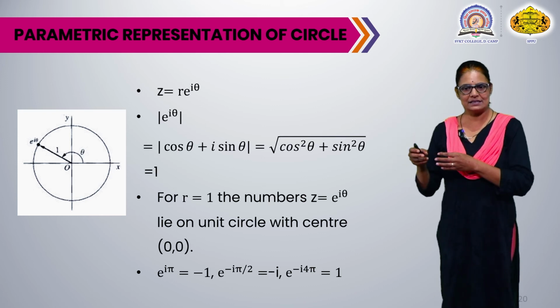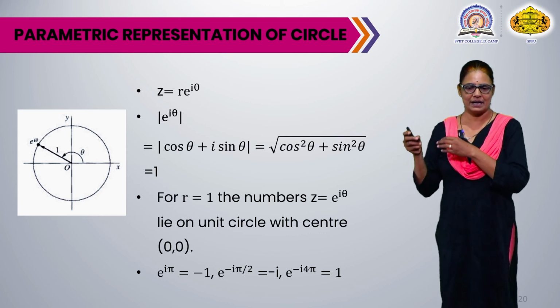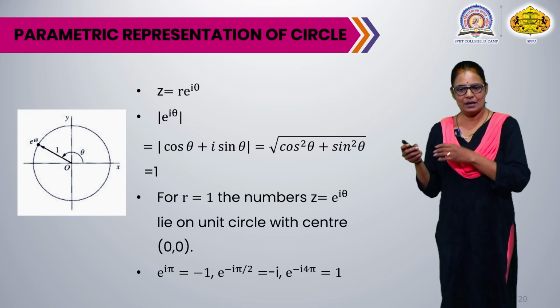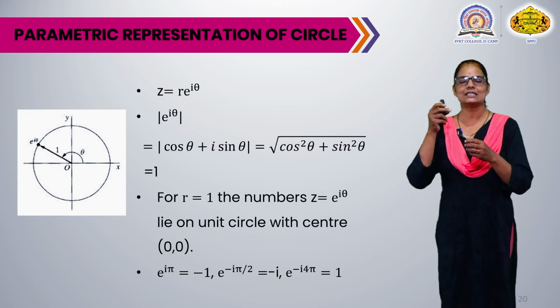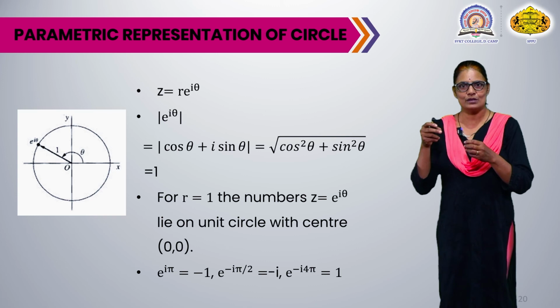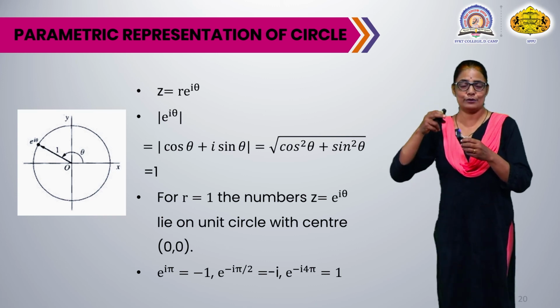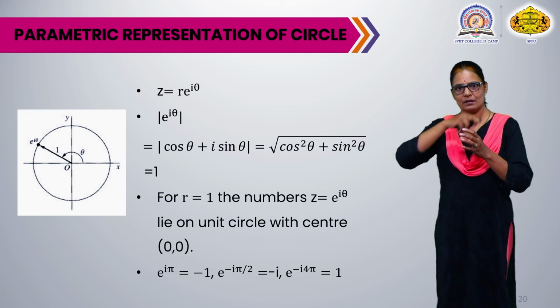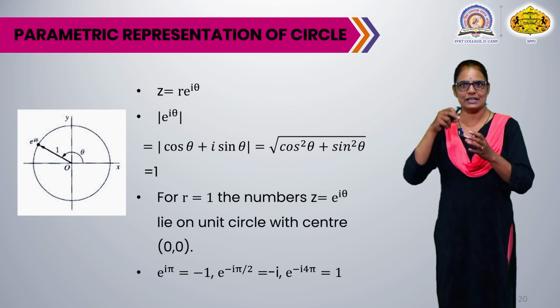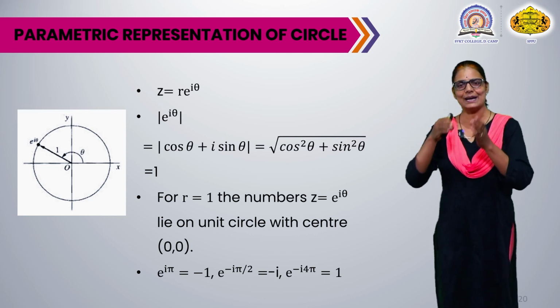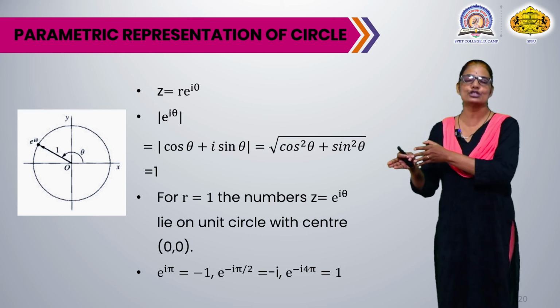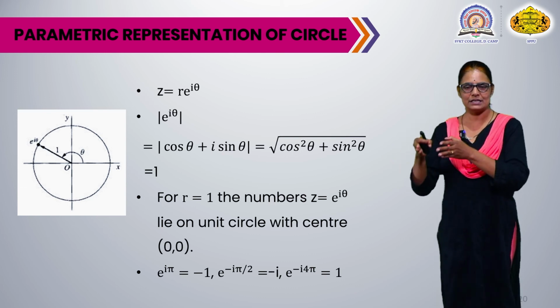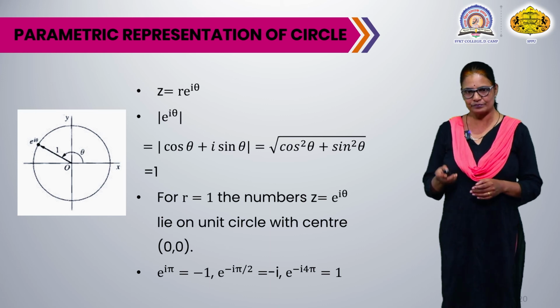And the next one is e raised to minus i pi, which is also 1, because if you consider the angle pi by 2 four times, that is 2 rotations, we reach the positive x axis, so its value is equal to 1 here.